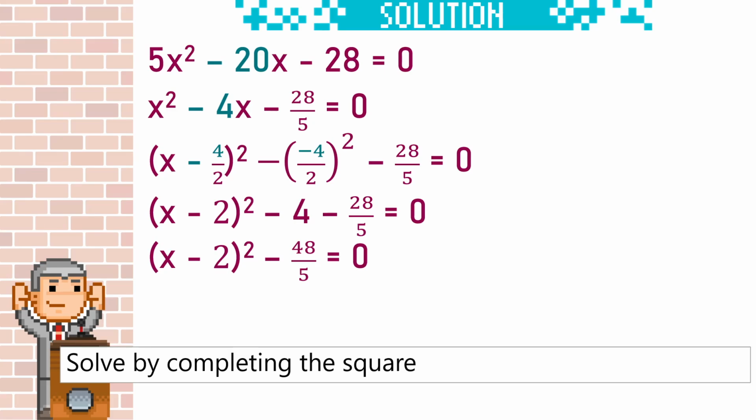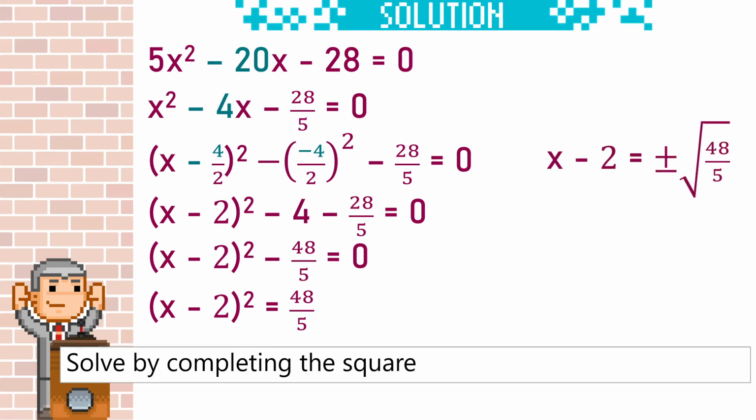And next we can add that to both sides because we are asked to solve. And you can see here we've got a squared that we need to get rid of. So we're going to square root both sides. So we've got x minus 2 equals plus minus the square root of 48 over 5.